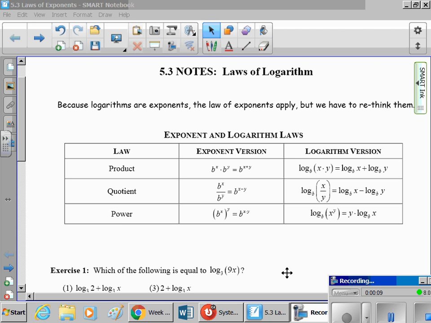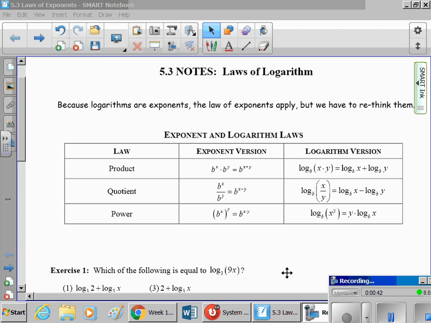So we want to remind you that logarithms are basically exponents, okay? Not basically, actually exponents. So the laws of exponents that we've studied and used before apply directly to logarithms. For example, if you take a look at our three laws here, you'll see how the product law has the exponent version I have there in the middle. So b to the x times b to the y equals b to the x plus y, because when we have the same base, we keep the base and we add the exponents. Well, the same thing applies to logarithms.